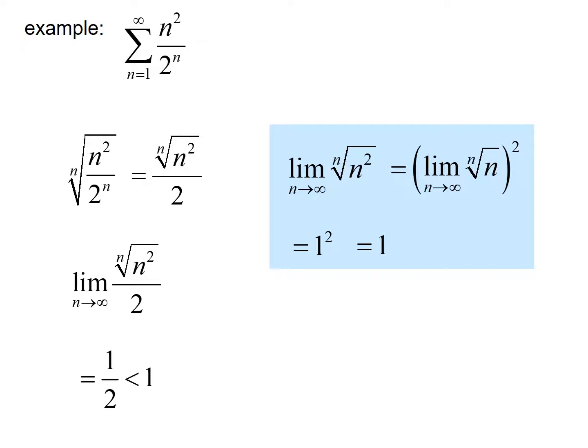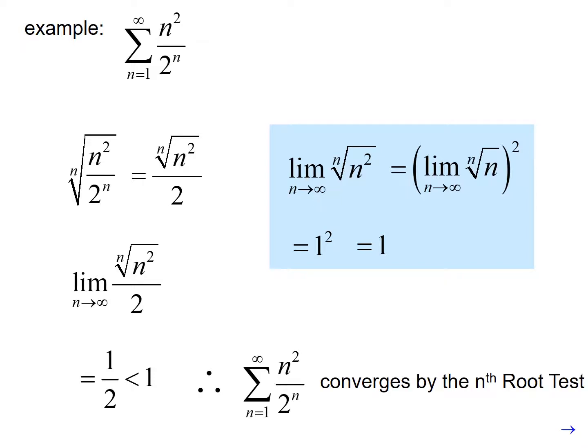Recall that that was just for the numerator, so we have 1 over 2, which is less than 1. So this series converges by the nth root test.